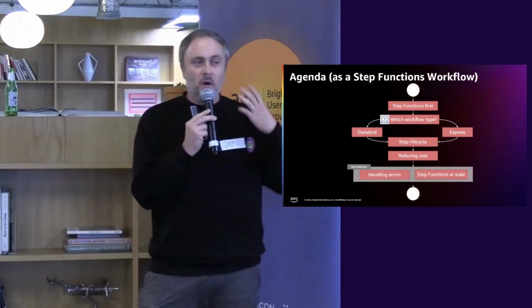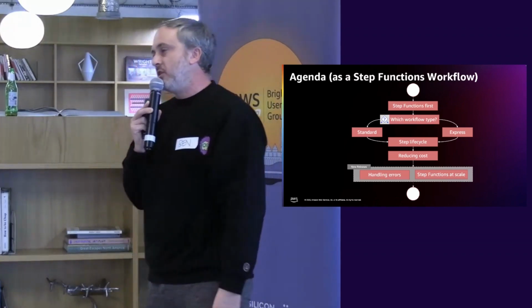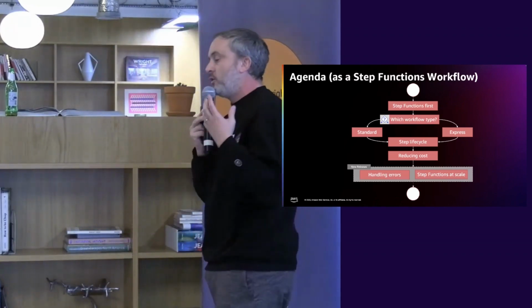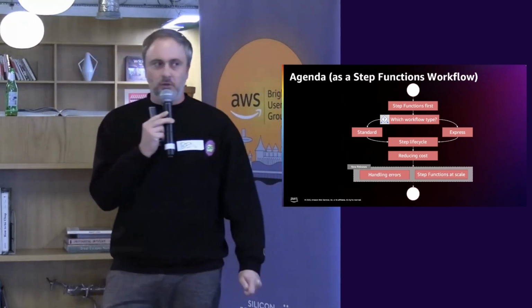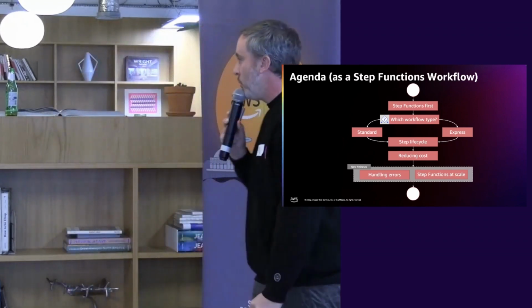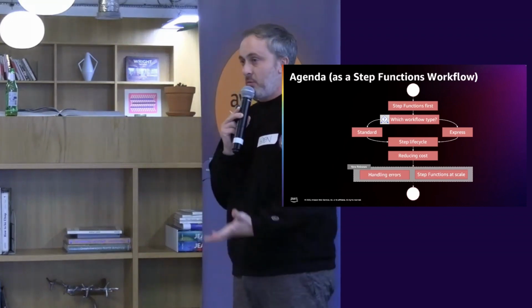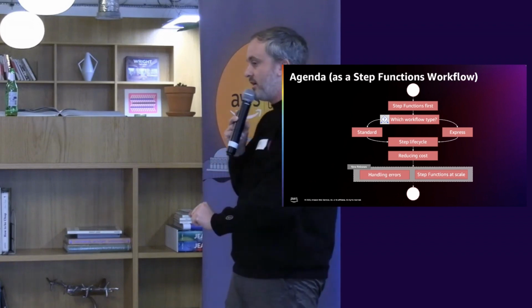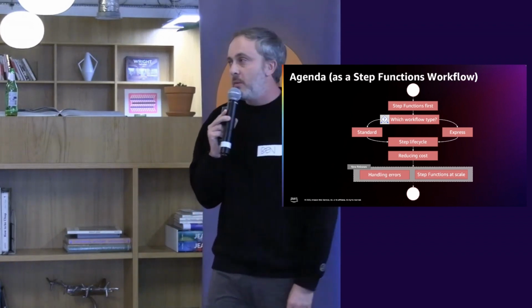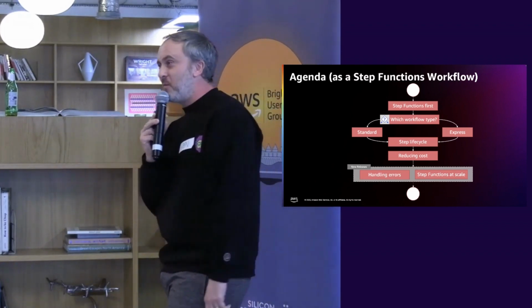I'll be talking about why I think you should use step functions for your next project, and why I think you should start with step functions for every project, unless there's a good reason not to. Talk about the different workflow types that you can use when you're building with step functions. So there's 2 modes that you can run it in. That's standard and express. And I'll spend a lot of time talking about how you can optimize for cost when you're building with step functions.